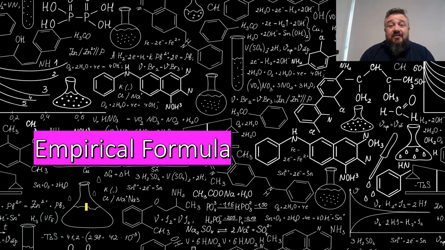G'day chemists. So let's have a look at the empirical formula. It's a very specific type of chemical formula. It tells us some really specific information about the composition of a substance. And it's one of those that we can use as we pull a chemical apart in the lab and see what it's made out of.